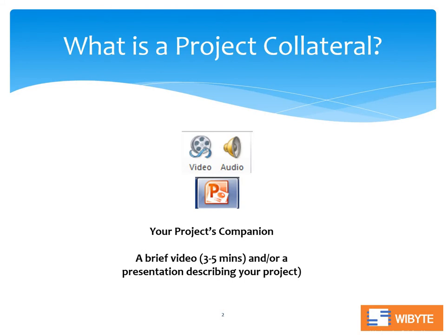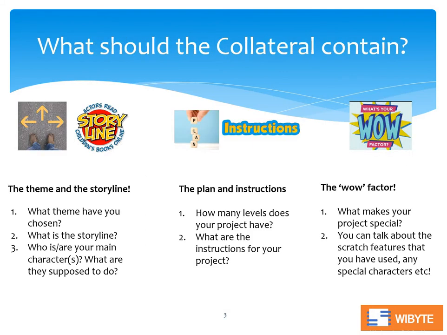So let's look at what the project collateral should contain. Again, this is just some recommendations, so you can add more things, but at the very minimum, I would think that the collateral should contain three things. Number one, the theme and the storyline. You could have chosen one of the three themes. What is the theme that you have chosen, and what is your storyline? How does the story relate to the theme?